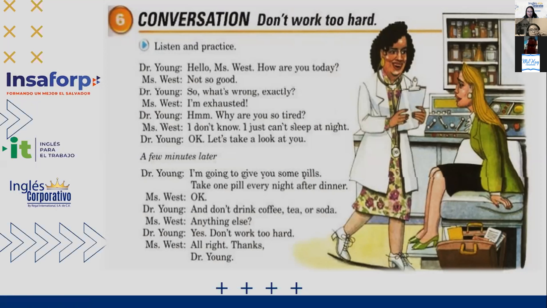One more time. Si hay alguna dificultad con pronunciation, me lo hacen saber para que lo repitamos, okay? So lo voy a volver a repetir así, despacito, very slow. Hello, Miss West. How are you today? Not so good. Recuerden, aquí a la hora de dramatizar es importante que si usted es el patient, usted tiene que sonar mal. Okay? Not so good.